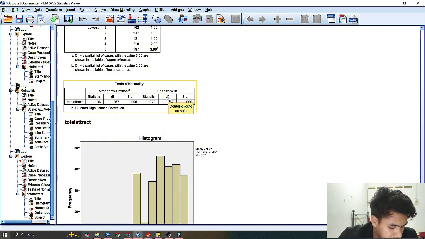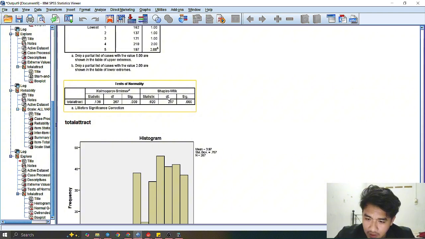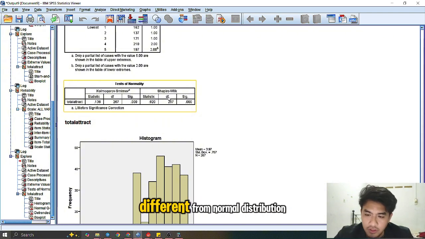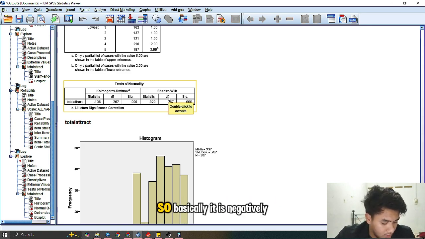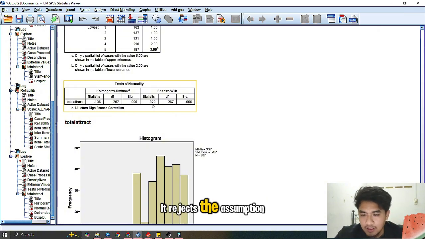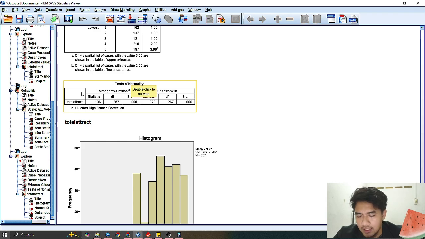Here we can see that for total attract, the normality of Kolmogorov-Smirnov is 0.00, and Shapiro-Wilk is also 0.00. It says that if it goes below 0.05, it tells that it is different from a normal distribution. So basically it is negatively skewed. It rejects the assumption. This happened for both of these tests of normality, Kolmogorov-Smirnov and Shapiro-Wilk, for this variable total attract.